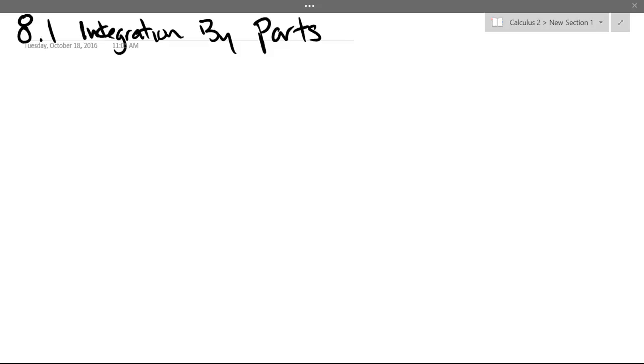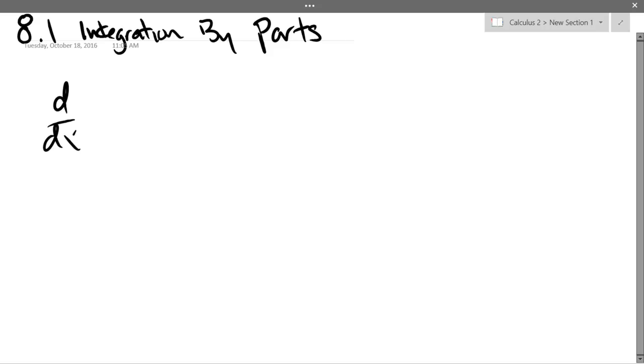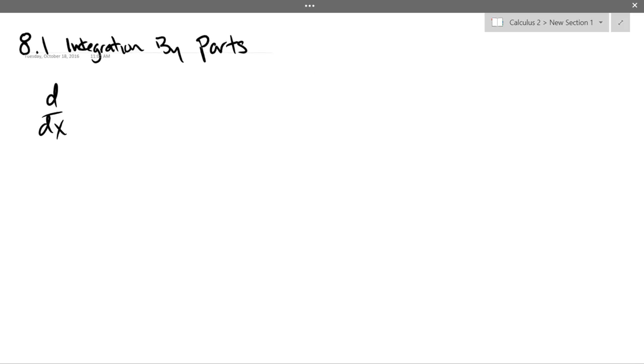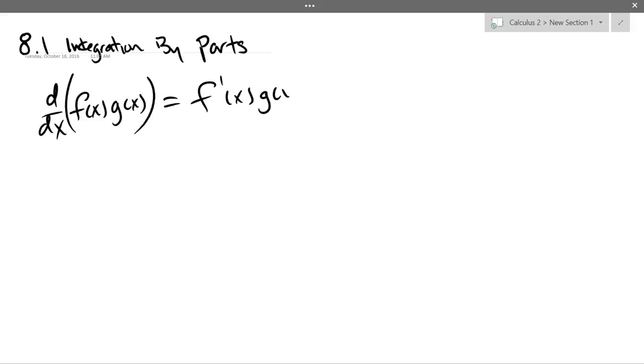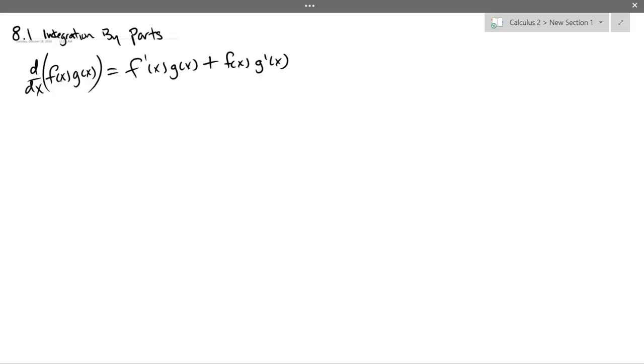What we're going to first do is just take a general derivative of f times g. So we're going to take the derivative of f(x) times g(x). This should not be anything monumental: f prime of x times g of x plus f of x times g prime of x. All right, so that's how the product rule works.